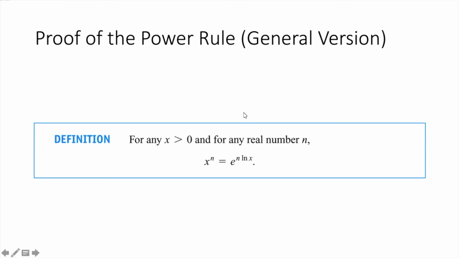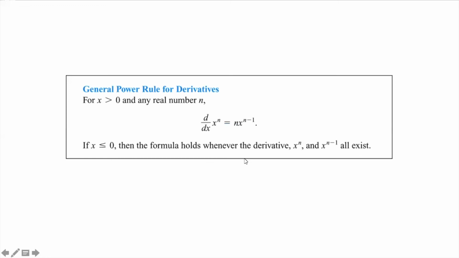Well, now, using this definition of a general exponential function, even though this is technically not an exponential function, this definition still works. For any x greater than 0, and for any real number n, you can define x to the n to be e to the power n times natural log x. And then if you differentiate this function, you will find that it does in fact come out to be n times x to the power n minus 1. All right, again, I'm not going to do it. I'm going to resist the urge.